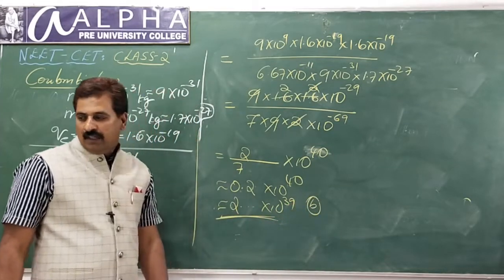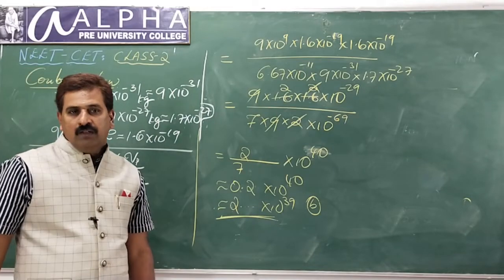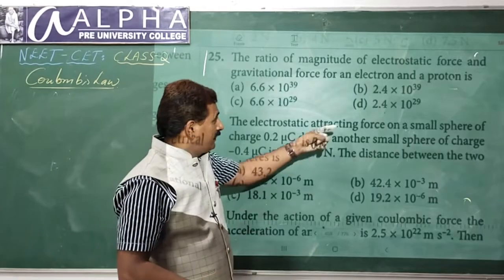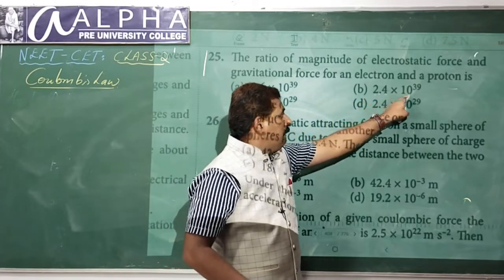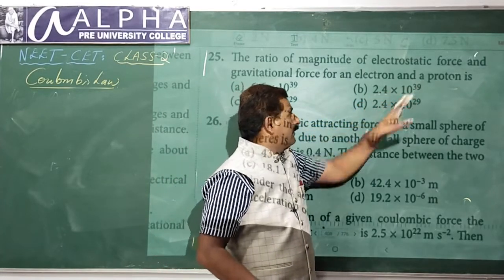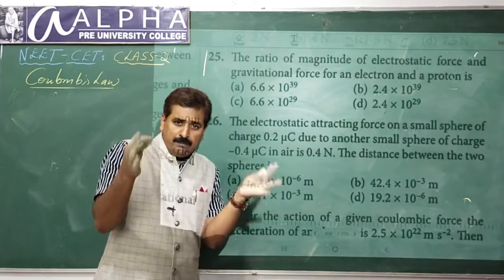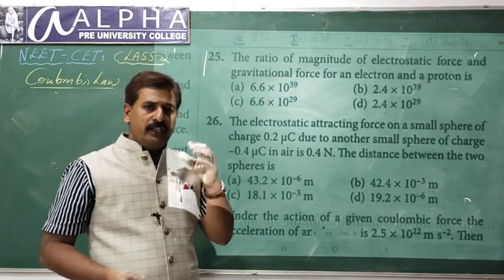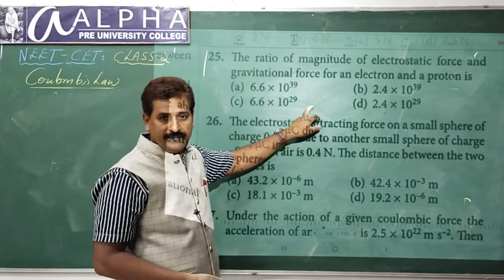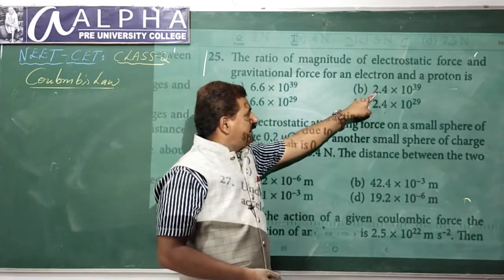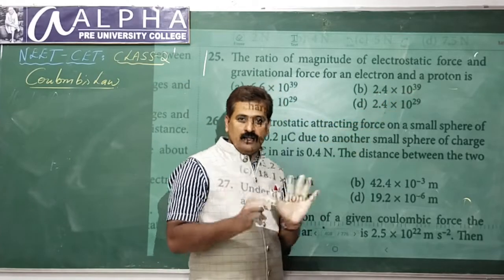Okay. Now, right students, first digit 2, point something, that is 4, 10 power 39. 2.4, 10 power 39 is the correct value. That's what I am telling you. Sometimes you need not divide completely or multiply completely. Look at the options once. If you find first digit and power properly, answer is done.